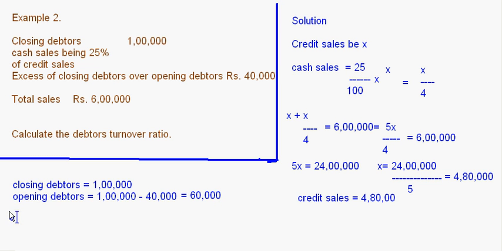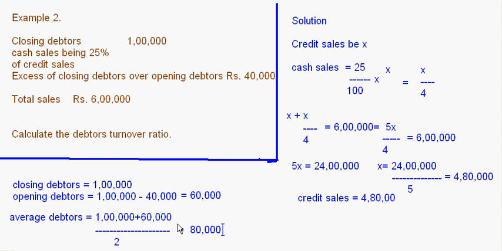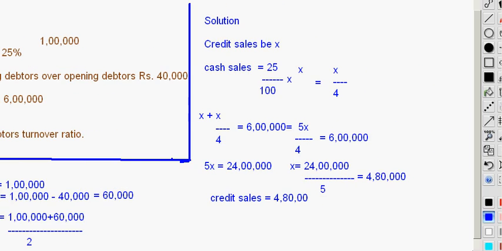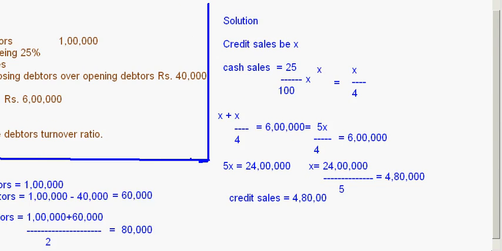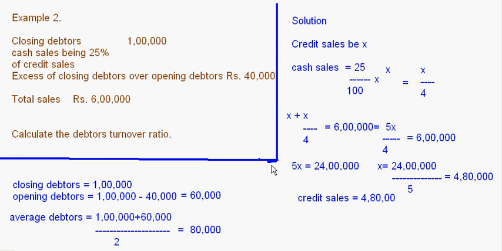So now you have the opening debtors and the closing debtors. So average debtors will be equal to 1 lakh plus 60,000 upon 2, right? So that is equal to 1,60,000 upon 2, that comes to 80,000, clear? Okay, now average debtors have been calculated, credit sales have been calculated. Now you just have to apply the formula for the debtors turnover ratio in this, right?